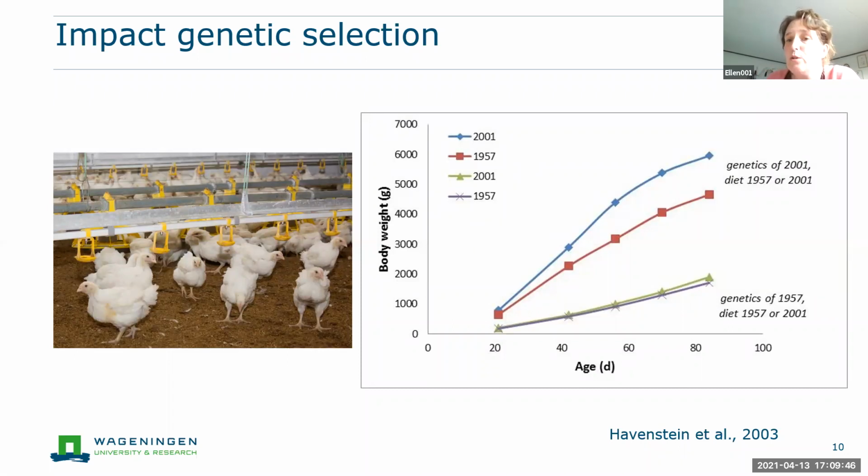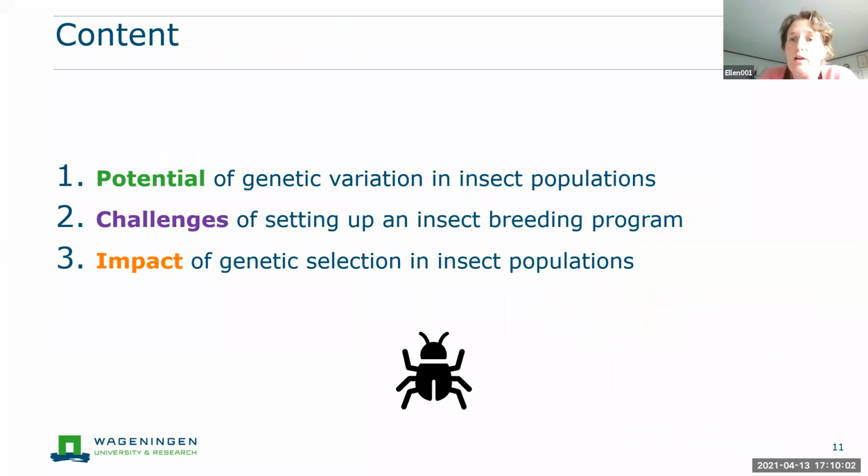This impact can also be seen in other livestock species, for instance, in cattle, improving the milk production, but we could also apply genetic selection to improve the health and welfare of livestock species. And what we would like to do is use this knowledge in insect production.